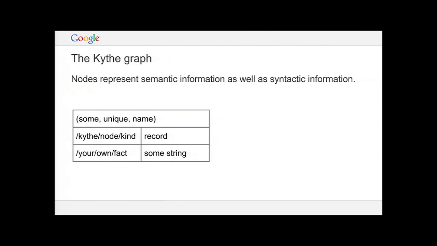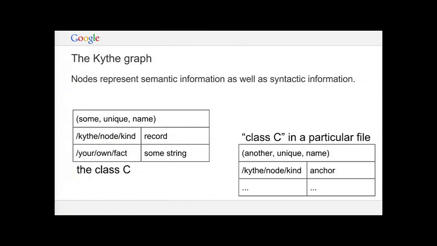One interesting thing about our graph is that we store semantic information, like the Platonic idea of some class C, in the same graph as we store syntactic information about the utterance, class C, in a particular file. We store this as a special anchor node, similar to an anchor in maybe a web page, that has its own kind, and that has its own unique name. You can draw relationships between any two nodes, even if they're between syntactic and semantic nodes.